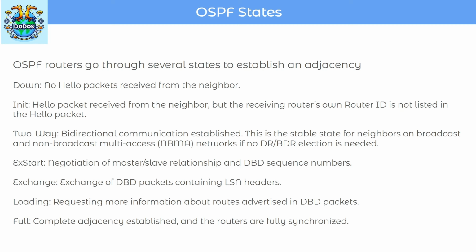There's two-way, where bidirectional communication is established, but this is the stable state for neighbors on broadcast and non-broadcast multi-access networks. So there's no DR or BDR election needed for this one, where it's two-way. ExStart is negotiation of master and slave relationship.